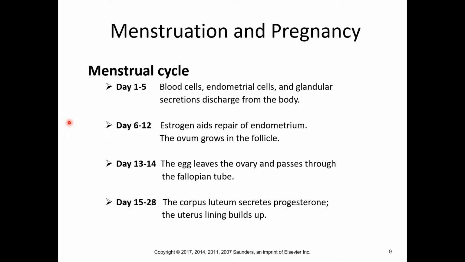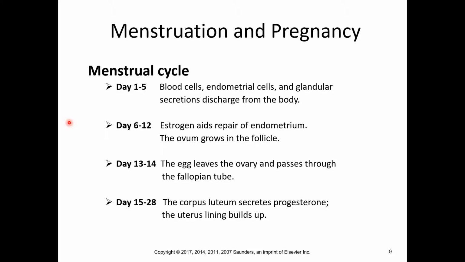But for medical purposes, we ask the first day of the last menstrual period so that we can get an idea of if you could be pregnant or not. So let's take a look. The menstrual cycle, day 1 through 5. This is the phase of the sloughing of the stratum functionalis, the topmost, the innermost layer of the endometrium. So blood cells, endometrial cells, glandular secretions are all discharged from the body through the vagina, and that's the bleeding that we know as the menstrual period.